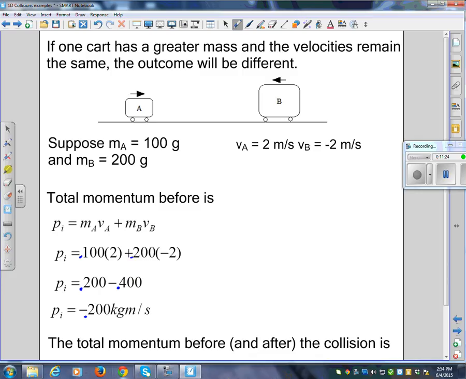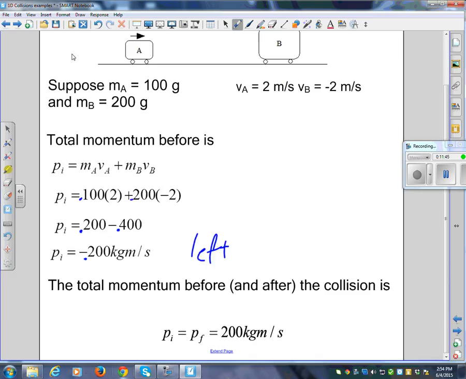So there is not an initial momentum of 0. There is an initial momentum that is to the left, which means after the collision, there's going to be 0.2 kilogram meters per second of momentum to the left. The two carts together are going to keep sliding to the left. PI is equal to PF, or 0.2 kilogram meters per second.